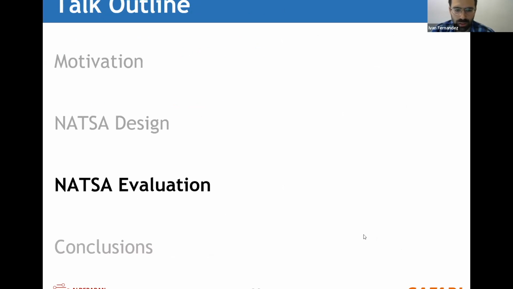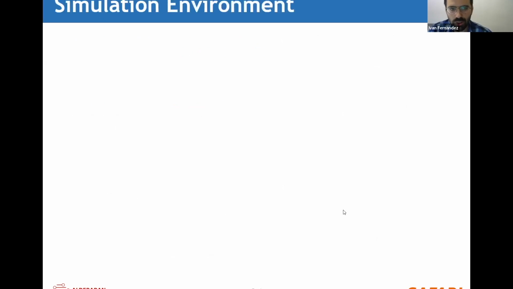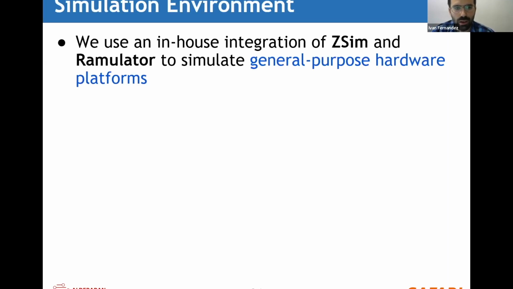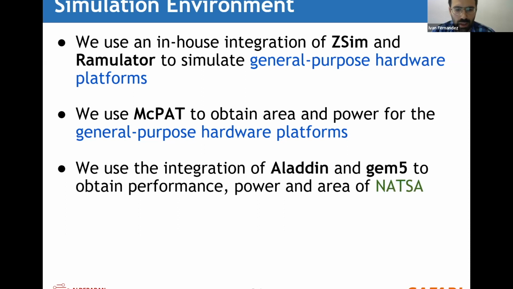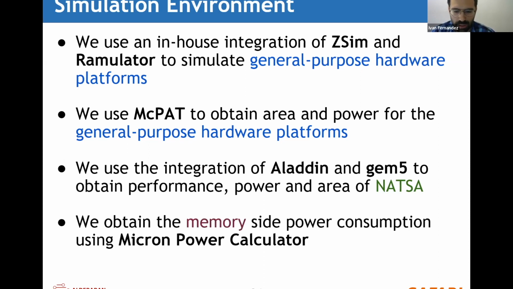Now, let's move to NATSA evaluation. As methodology, we use several simulation environments. First, we use an in-house integration of ZSim and Ramulator to simulate the general purpose hardware platforms. And we use McPAT to obtain the area and power for the general purpose hardware platforms. Then we use the integration of Aladdin and gem5 to obtain performance, power, and area of NATSA. And finally, we obtain the memory side power consumption using the Micron Power Calculator.